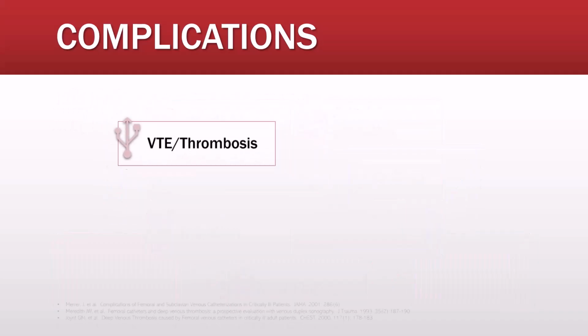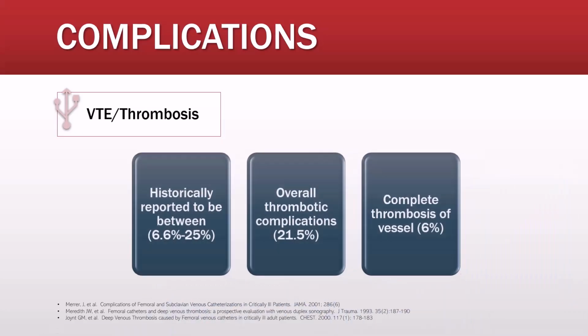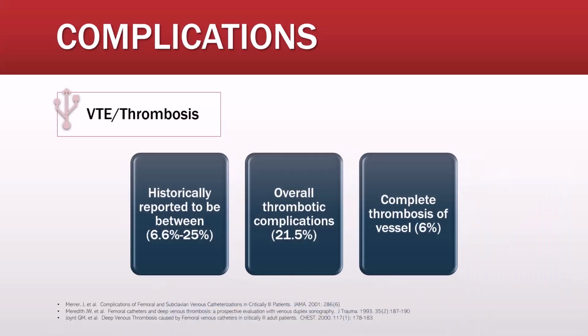Next, let's take a look at thrombosis. We know that femoral line insertion carries a large degree of risk in the VTE thrombosis category. Up to 25% of patients can have some sort of thrombosis associated with that central line. In one paper that was reviewed, up to 21.5% of patients experienced thrombotic complications. 6% of the overall population had complete thrombosis of the vessel, so essentially DVT.